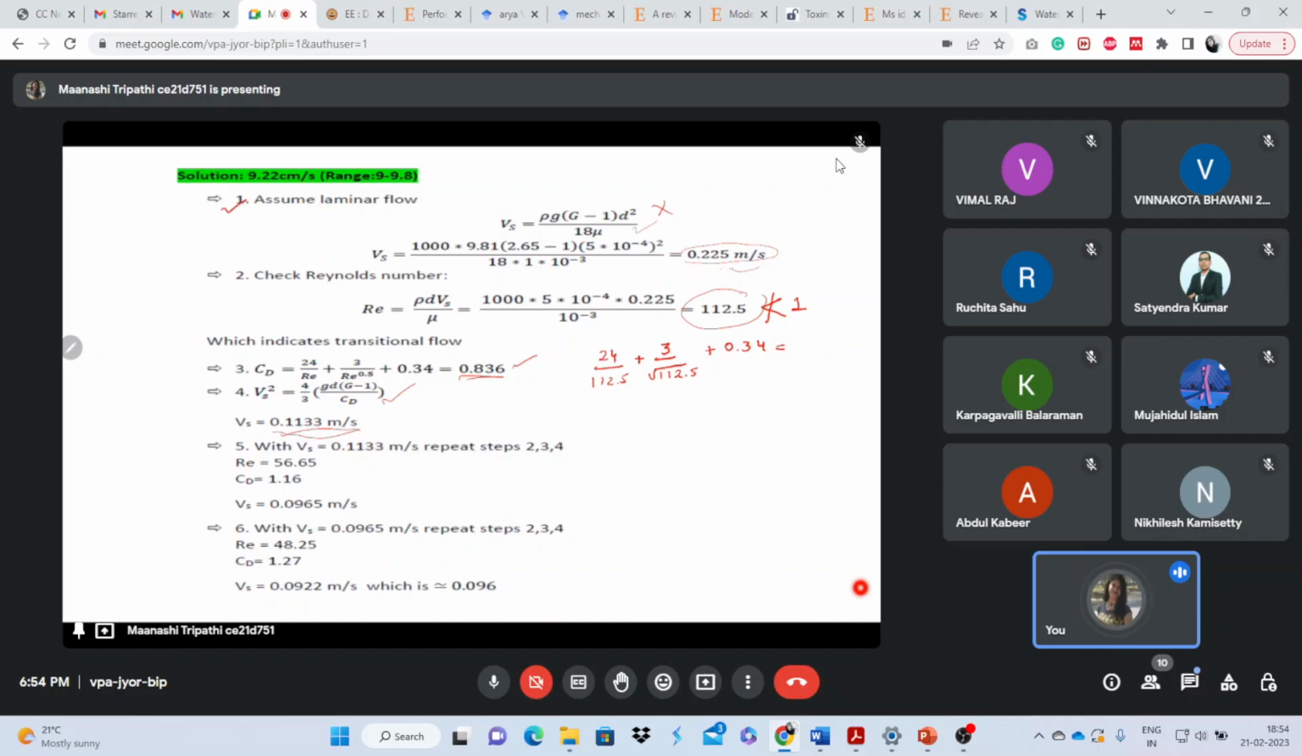When it came to 56.65, what do we have to do? This is transitional. It means we will use only the transitional equation. You are getting my point, yeah? You're not lagging behind, right? You're understanding the question? Please answer.